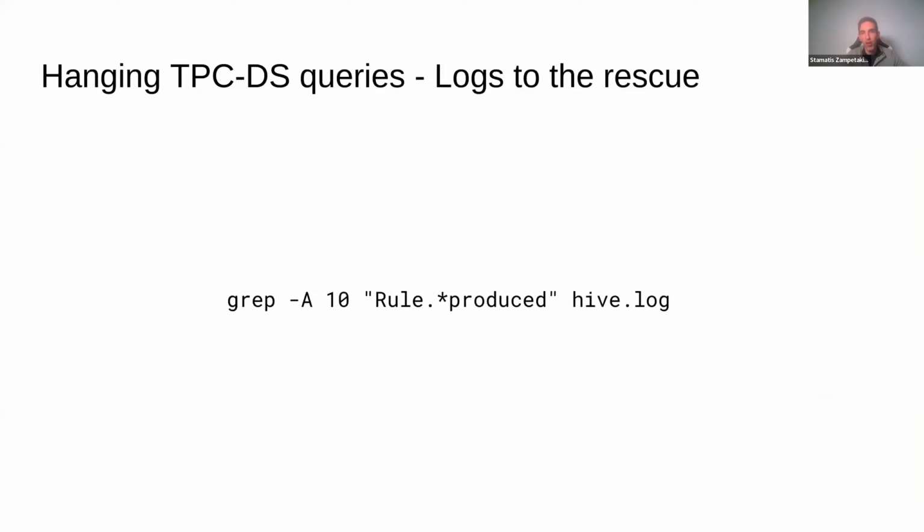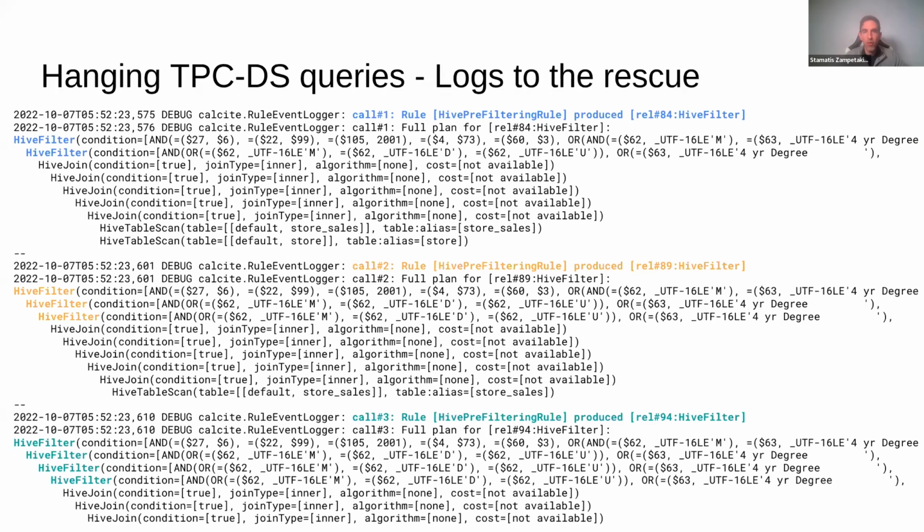So I cannot actually show you the log file completely because it's quite messy. But let's say that I enable the logs as we have seen in the beginning, and then I grep for the 10 lines following a rule production. And here is what I see in HIVE. So as you can see, I have the first 3 calls, the first 3 rules that are matching in these TPC-DS queries.